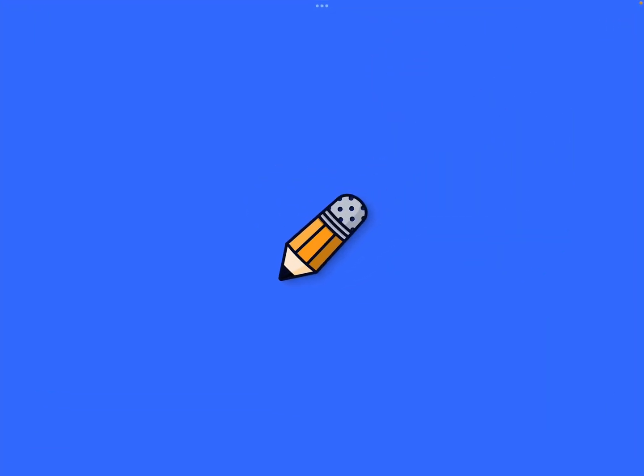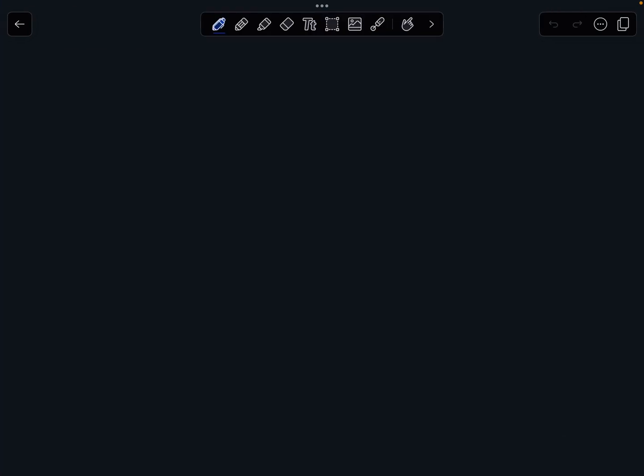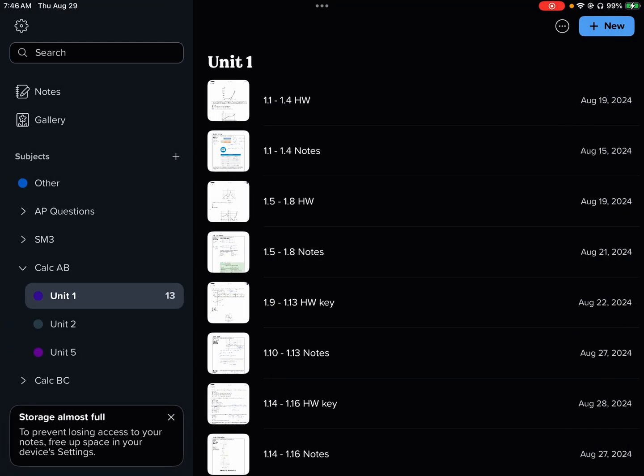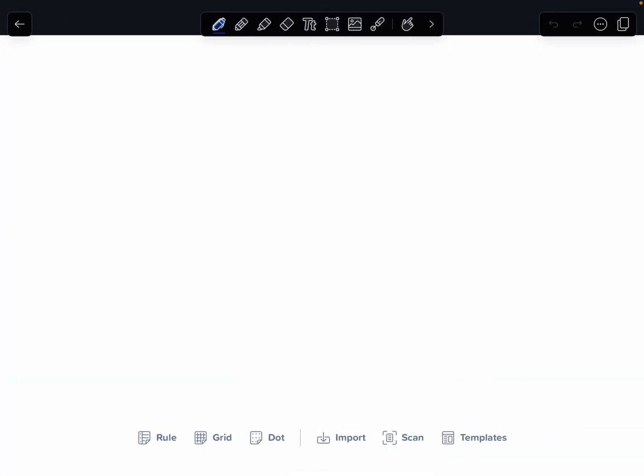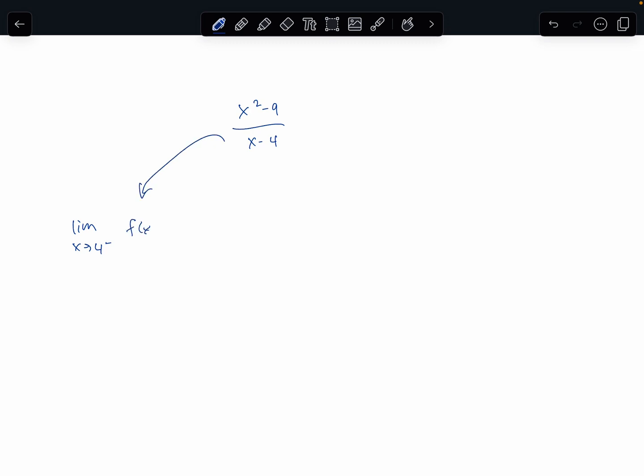Let me pull open Notability here. So the expression was x squared minus 9 over x minus 4. So we're going to pick a number very, very close to 4 to the left and to the right. So if I'm evaluating the limit as x approaches 4 from the left of this expression, we'll call it f of x, or I think in the question it was h of x, right? We'll call it h of x. That's going to be equal to, so let's pick a number very, very close to the left of 4.